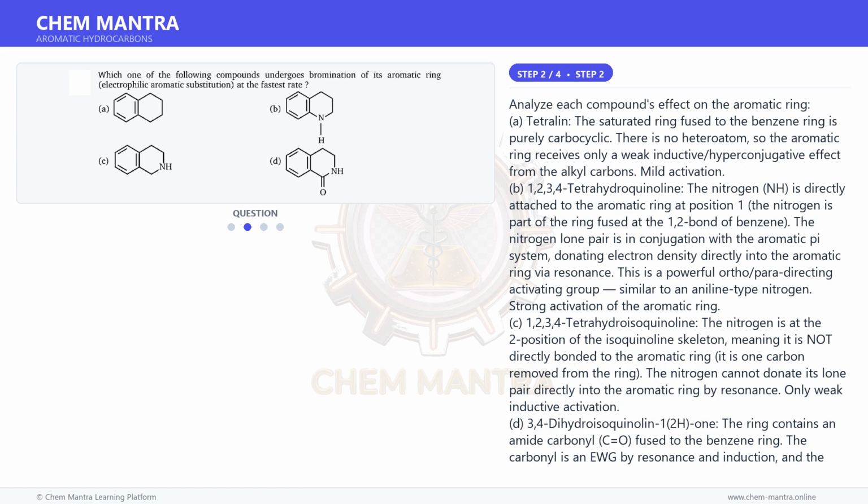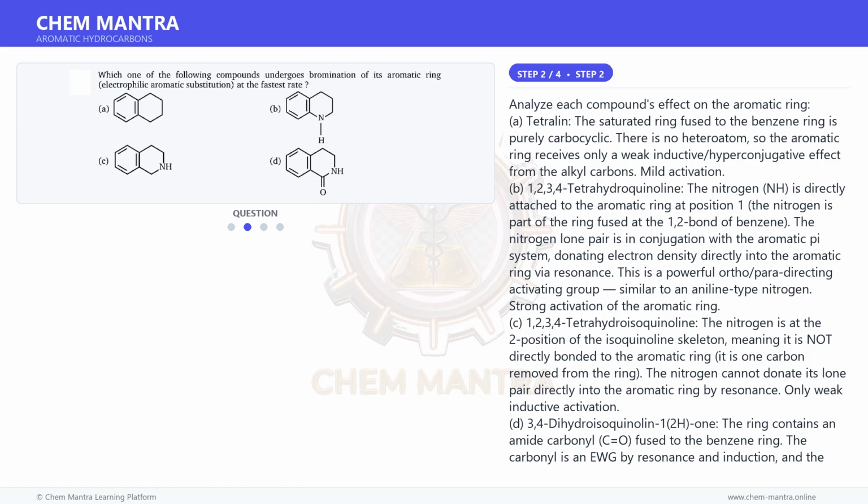1. The nitrogen is part of the ring fused at the 1,2 bond of benzene. The nitrogen lone pair is in conjugation with the aromatic pi system, donating electron density directly into the aromatic ring via resonance. This is a powerful ortho-para-directing activating group similar to an aniline-type nitrogen. Strong activation of the aromatic ring.